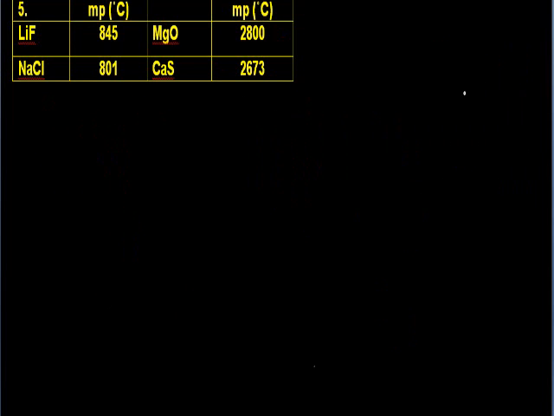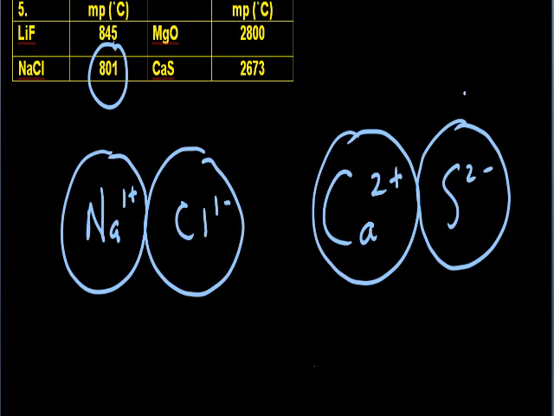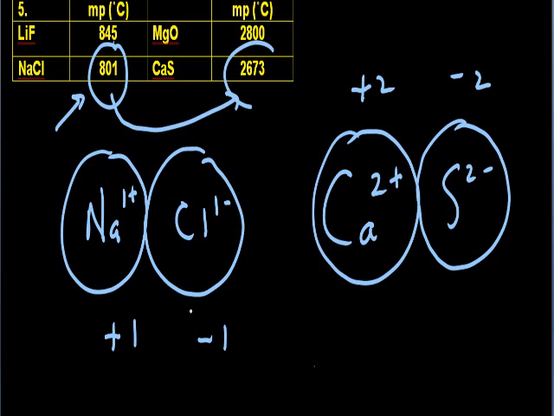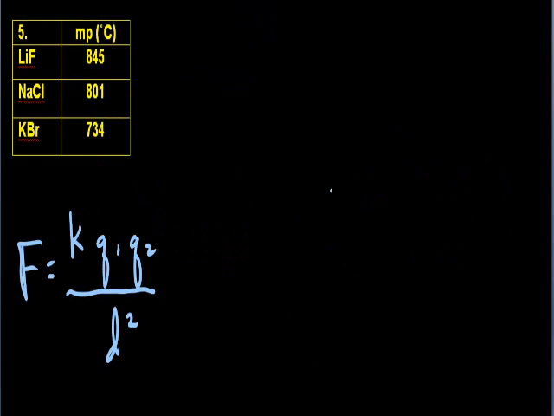We see a similar pattern when we compare sodium chloride, which is a +1 -1 ion combination. Sodium chloride has a melting point of 801 degrees, compared to calcium sulfide, which has similar size ions but a +2 -2 combination. The melting point changes from 801 all the way up to 2673 degrees Celsius. We see another pattern emerging. Lithium fluoride, which is +1 -1, sodium chloride, +1 -1, and potassium bromide show a change in melting points with these different ions.